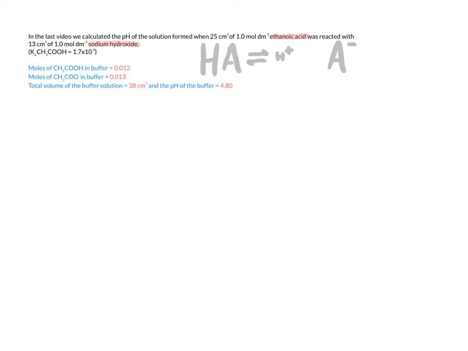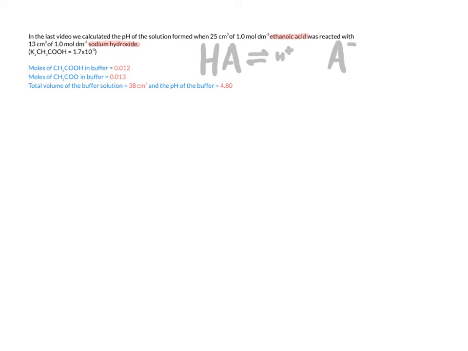And we calculated that the moles of the acid in the buffer was 0.012, the moles of the A minus, in this case ethanoate ions, was 0.013. The total volume of the buffer when we added the two bits together was 38 cm cubed, and the pH of the buffer was 4.80 to be precise, in that with pHs we always give 2 decimal places.